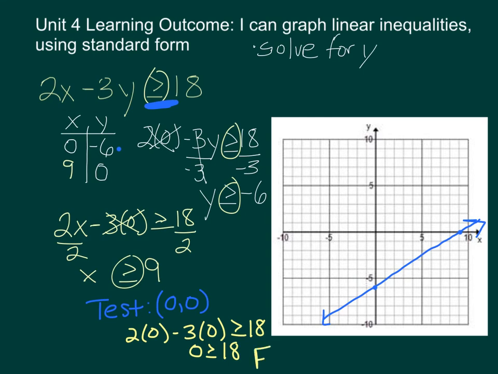So remember, that means this is false. Everything over here is false. So we shade the true side. Everything over here is true because this was the false. So I'm going to shade the true part.